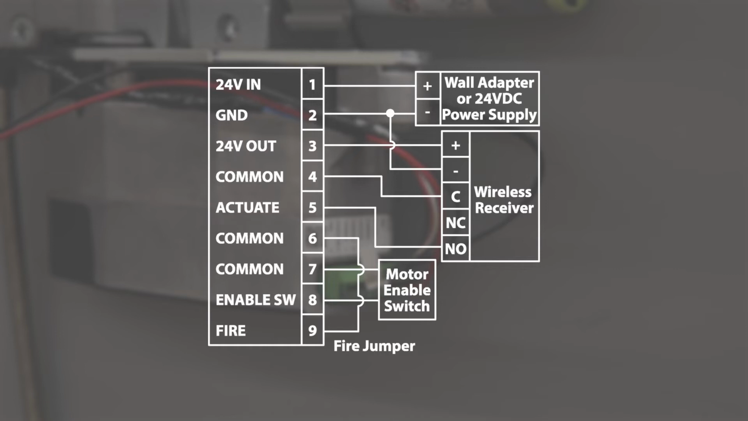Pin 6 is the common to the fire alarm relay contact. Pin 7 is the common to the motor enable switch. Pin 8 is the enable switch to the motor enable switch. Pin 9 is the fire to the fire alarm relay contact. Wire either the fire jumper or an NC fire system, but make sure that you don't wire both.